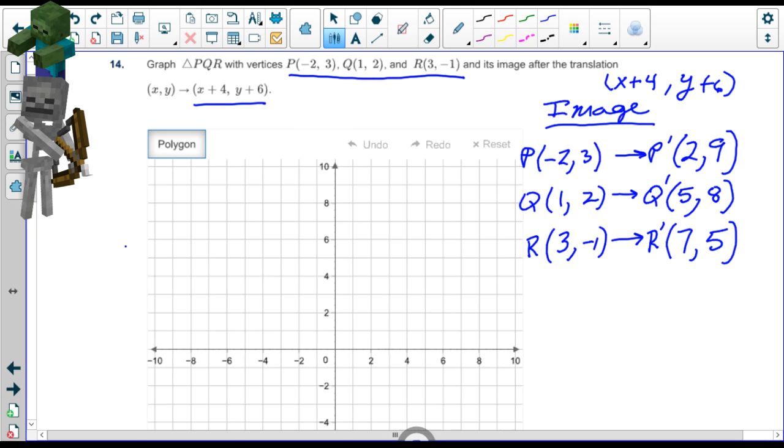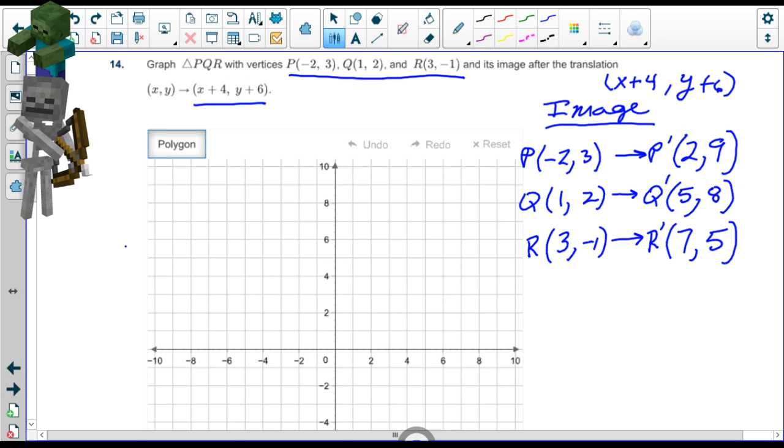Okay, so now let's graph those. So if we graph the pre-image, P is at negative 2, 1, 2, 3. So there's P. And then Q is at 1, 2. So there's our Q right there. And then R is at 1, 2, 3, negative 1. So there's R right there.